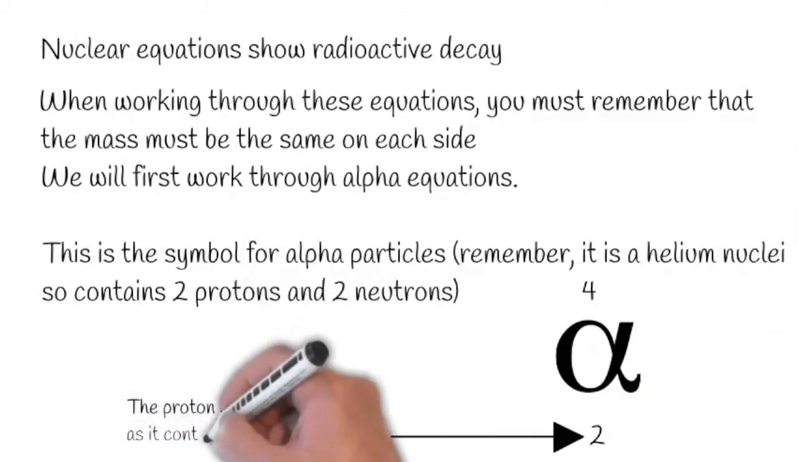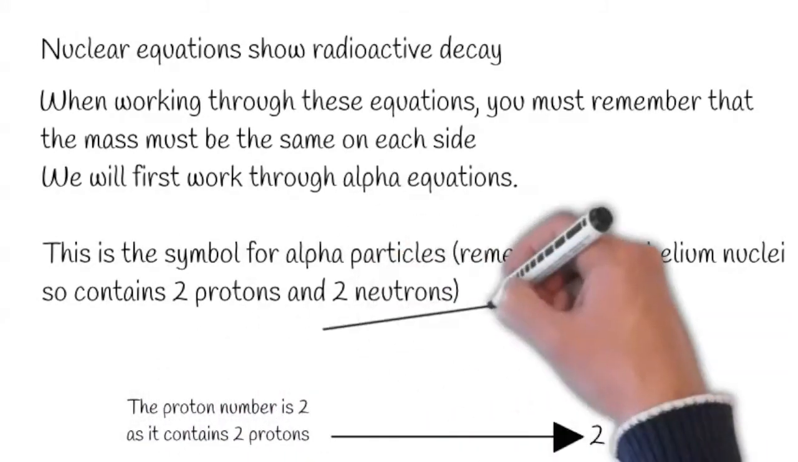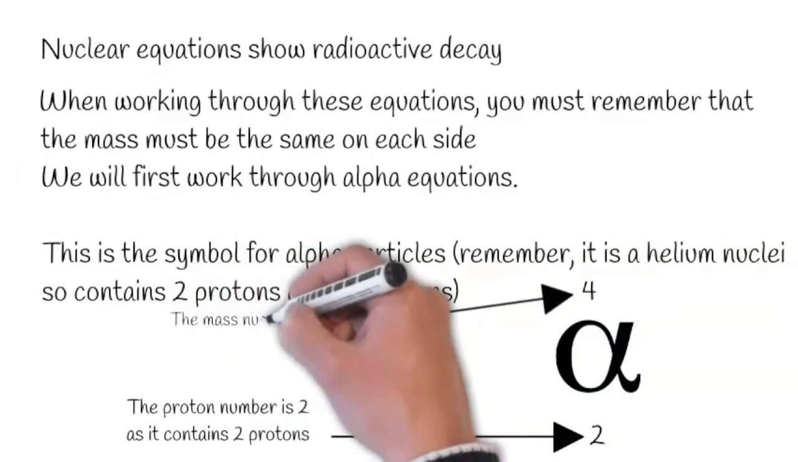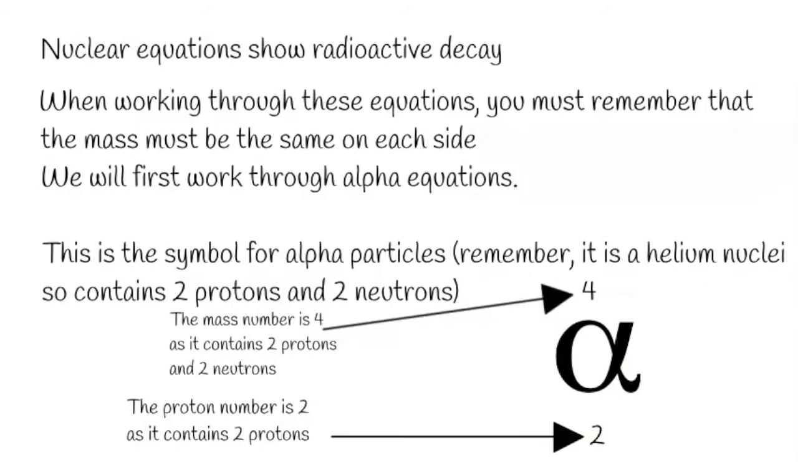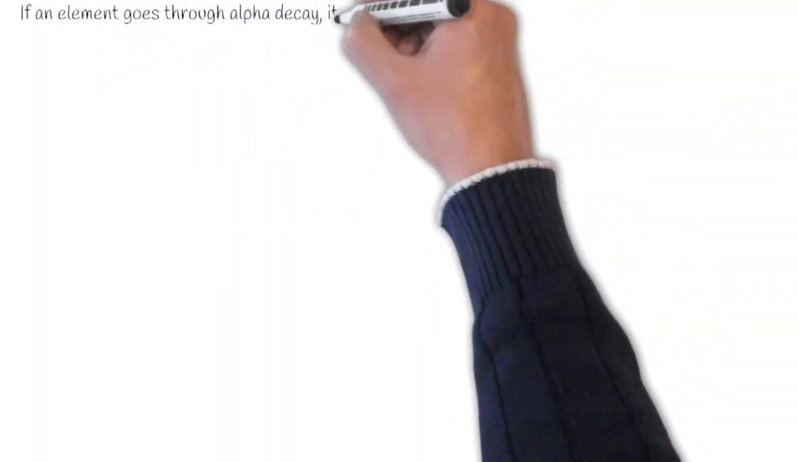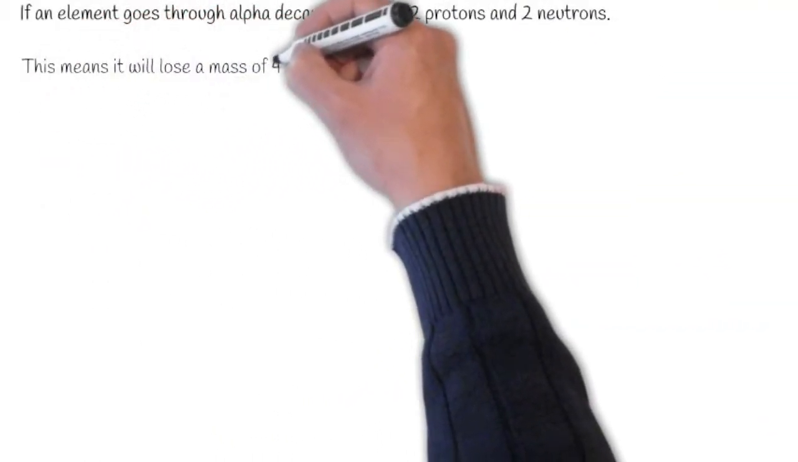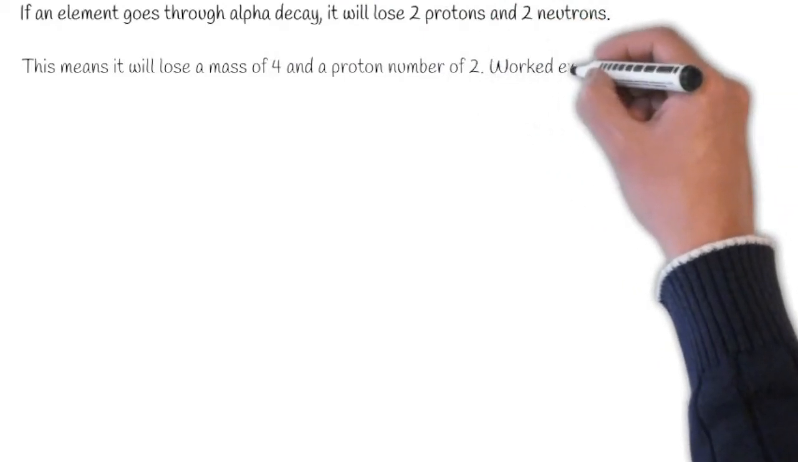This is the proton number and therefore shows it has 2 protons. And this is the mass number, so it shows it has 2 neutrons. If an element goes through alpha decay, it will lose 2 protons and 2 neutrons. This means it will lose a mass of 4 and a proton number of 2.